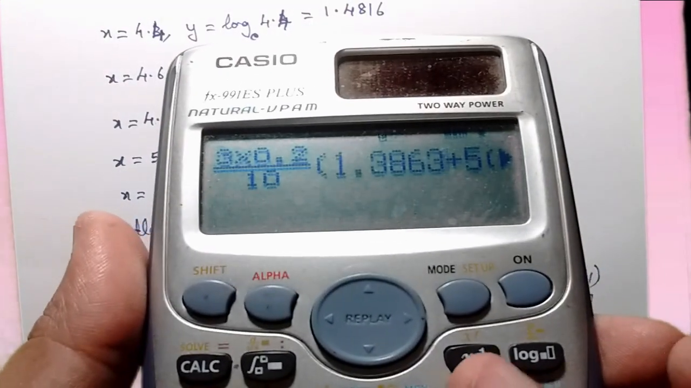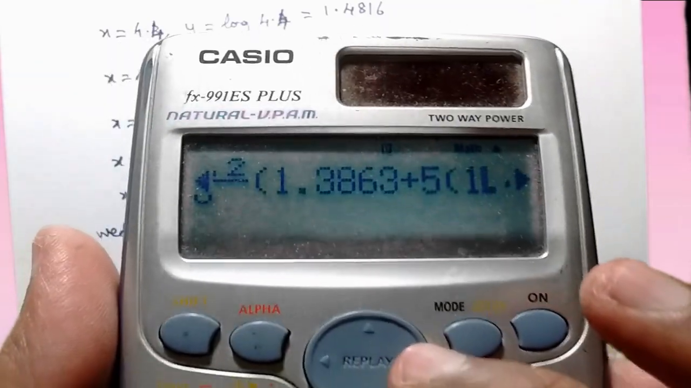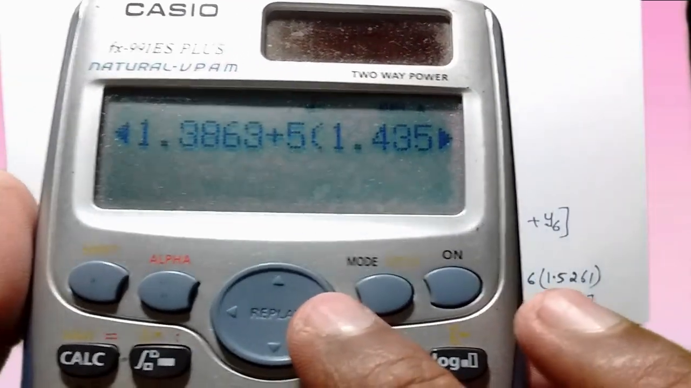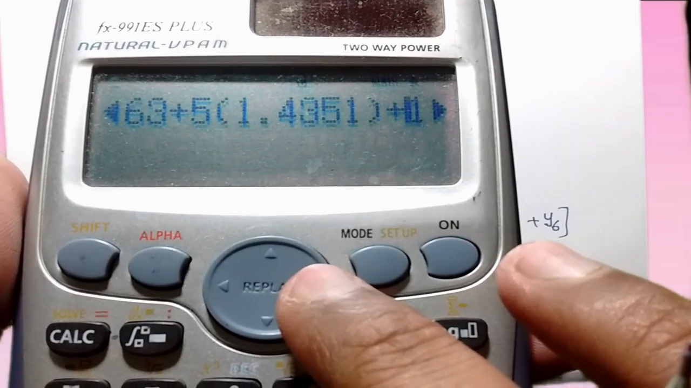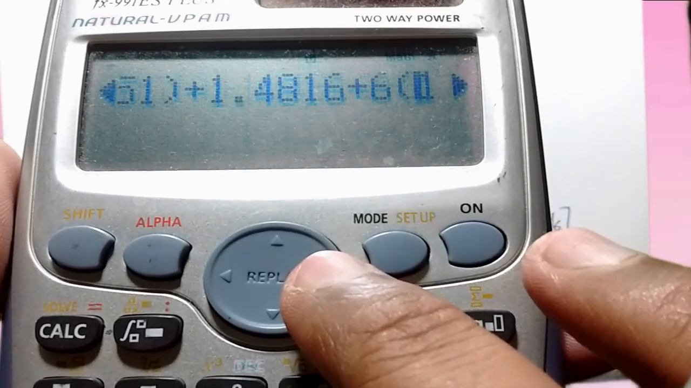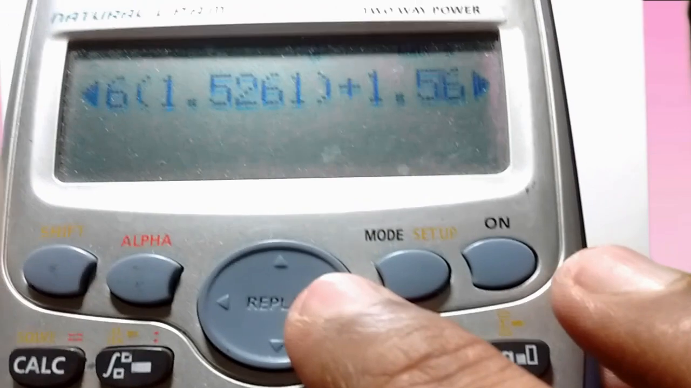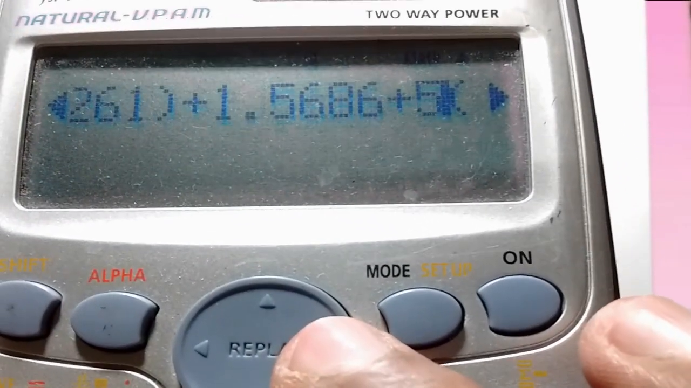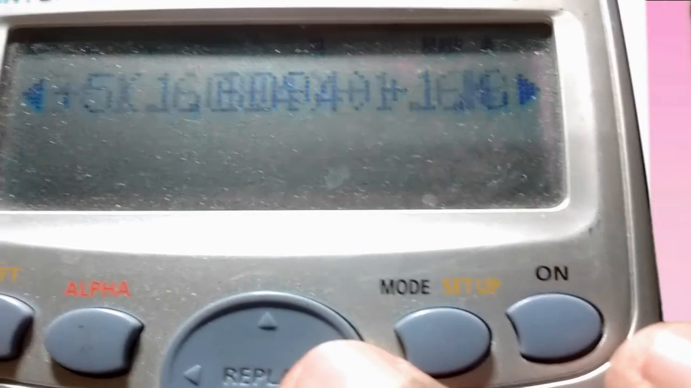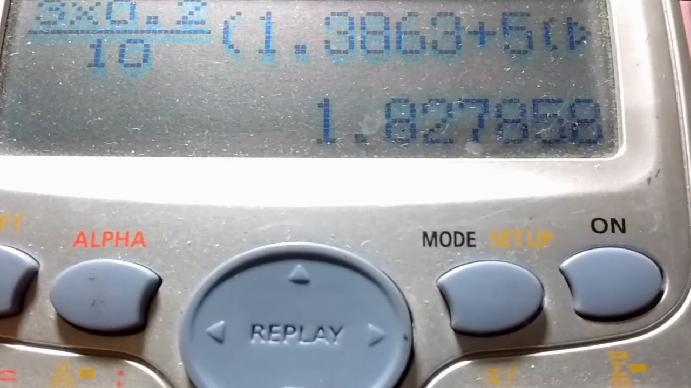So you can just see I have typed all the values. It's 3 into 0.2 divided by 10 times of, it is 1.3863 plus 5 times of 1.4351, then plus you have 1.4816 plus it is 6 times of 1.5261 plus 1.5686 plus 5 times of 1.6094 plus 1.6487, right? So that will be equals to, so you'll be getting 1.8278.